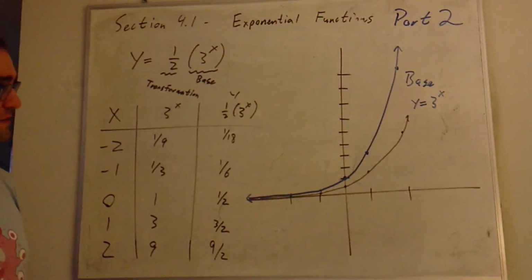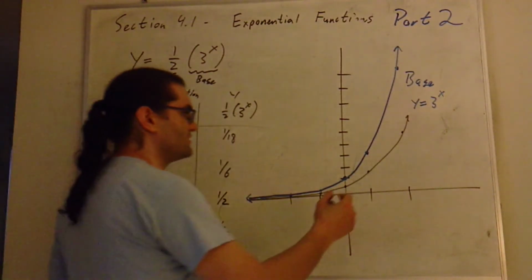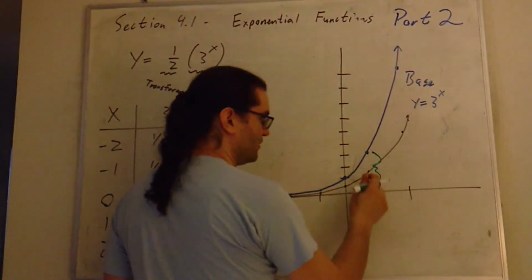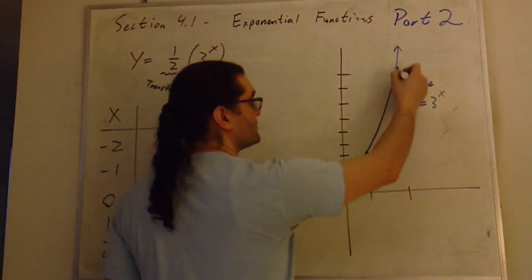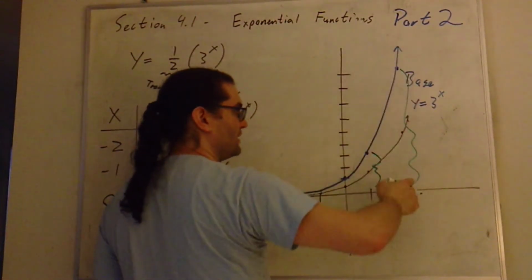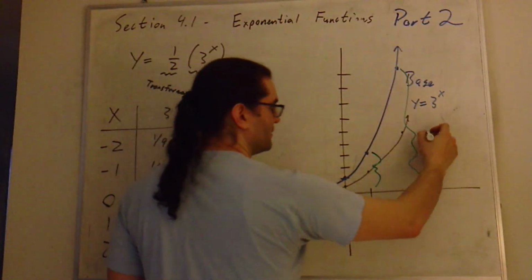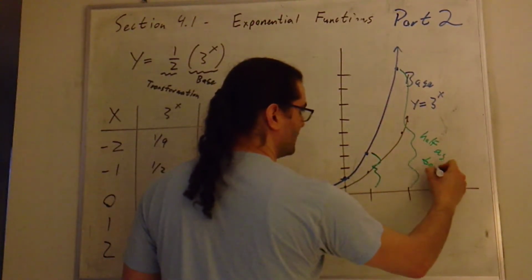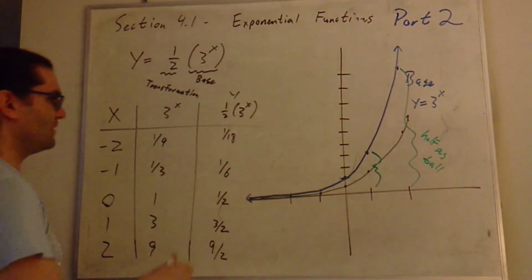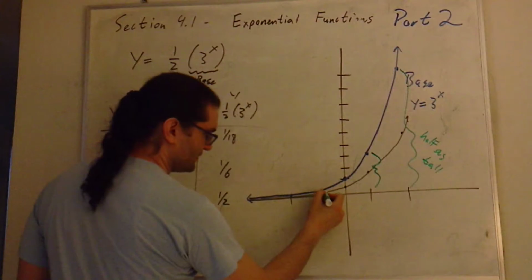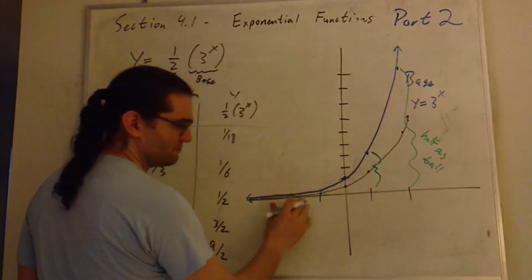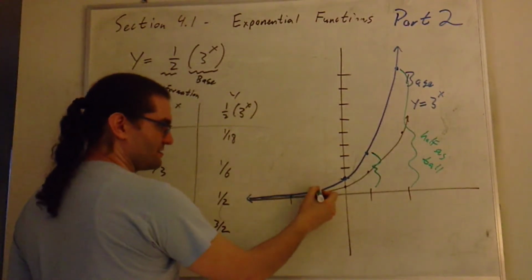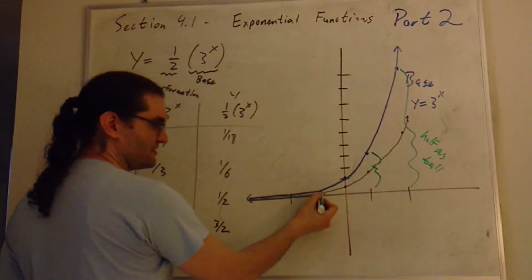So hopefully this makes it pretty clear that this transformation is making this thing half as tall. What used to be 3 is now 3/2. What used to be 9 is now 9/2. It's probably a little more difficult to see on the back end, just because there's not a lot of room here. But trust me that this is half as tall. This blue dot here is at 1/3, the black dot is at 1/6.